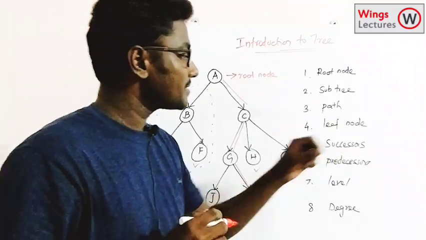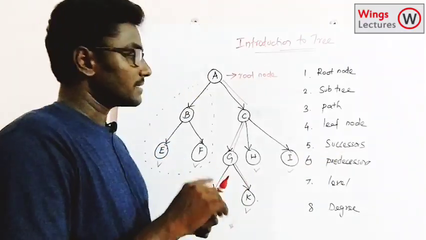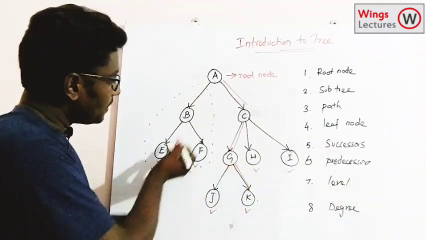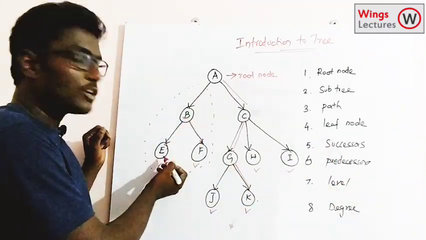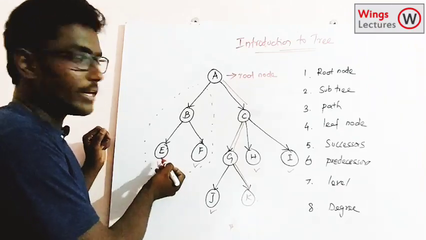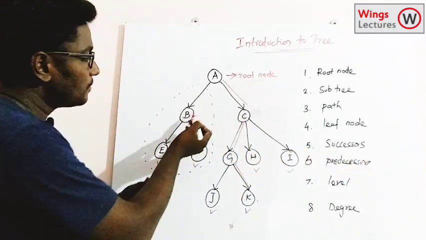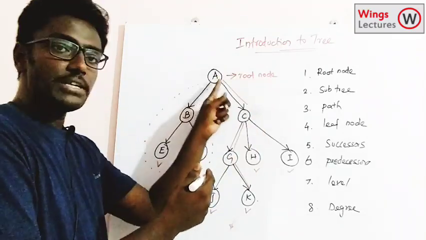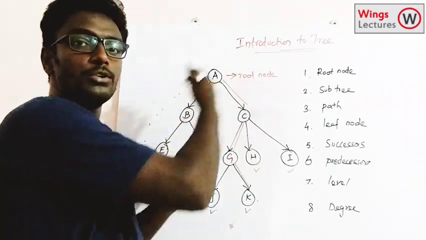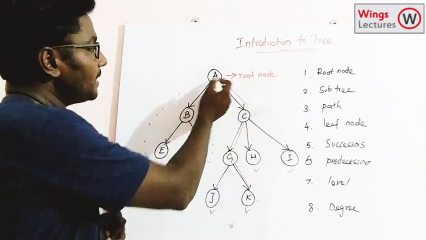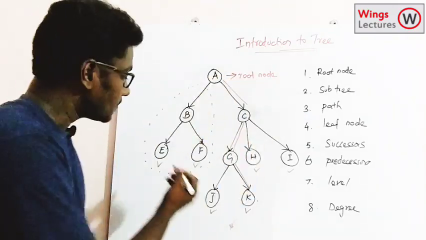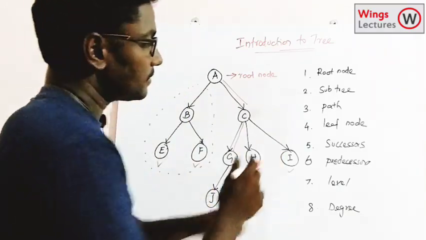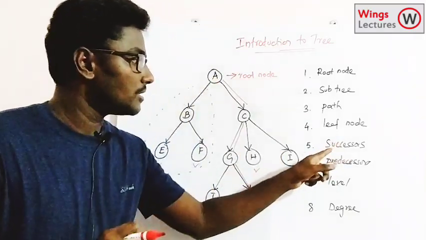Then what about successor and predecessors? Successor is nothing but the next node. For example, what is the successor of B? We can call E a successor. And what about predecessor? Predecessor is like ancestors, the previous node which we have before that node. So for B, A will be the predecessor. For E, B and A will be predecessors. Okay, so those are the terminologies.